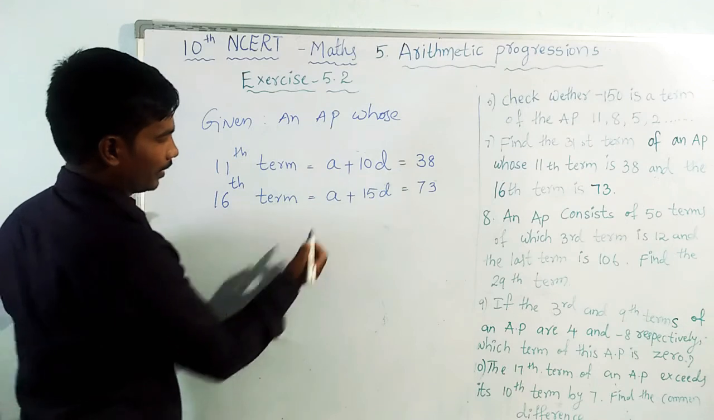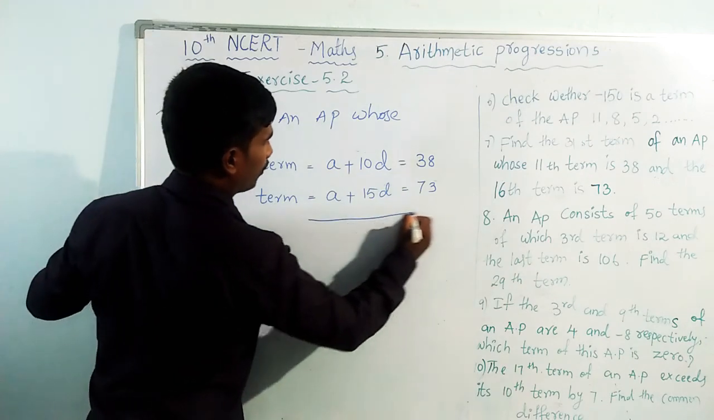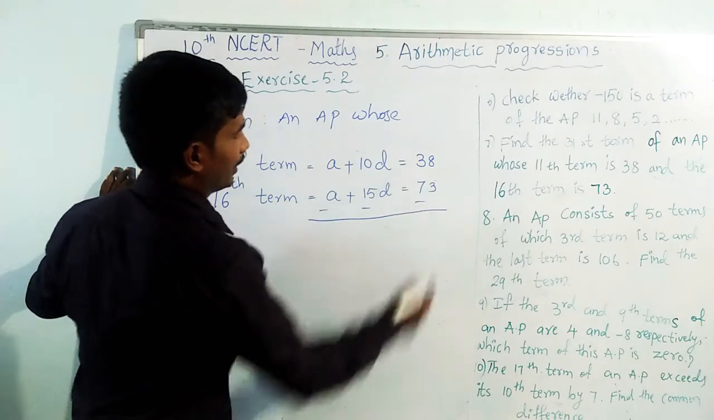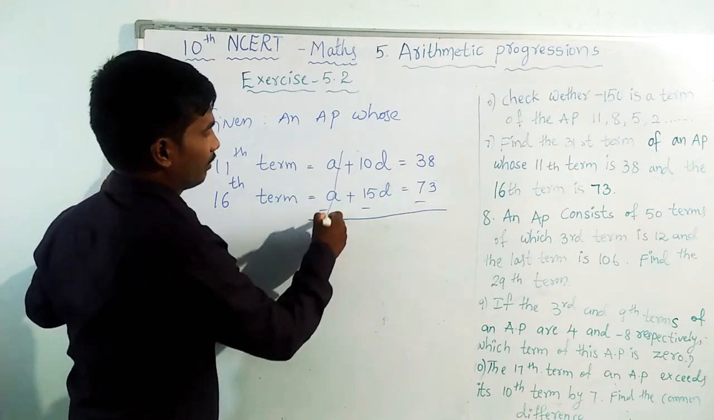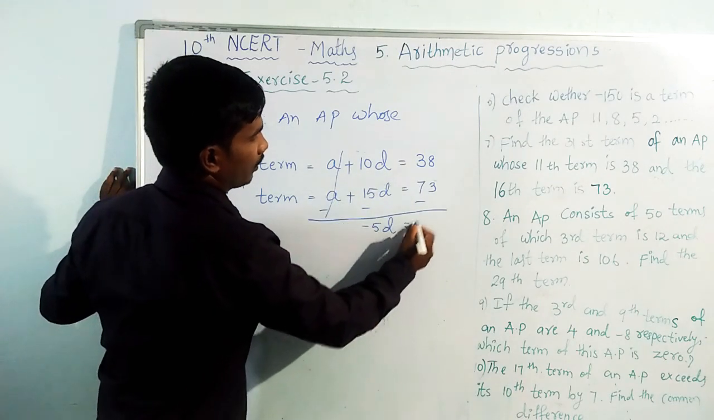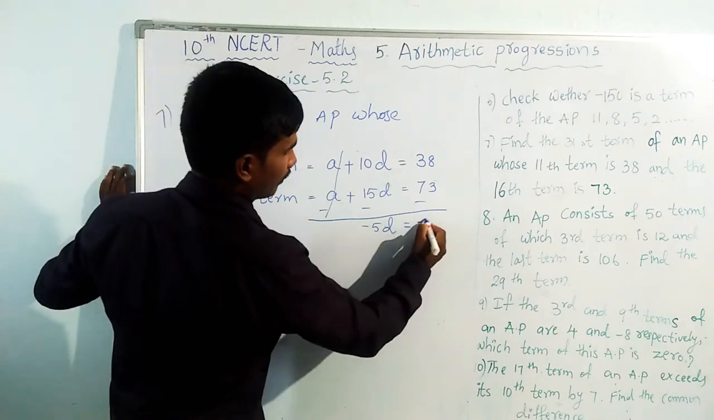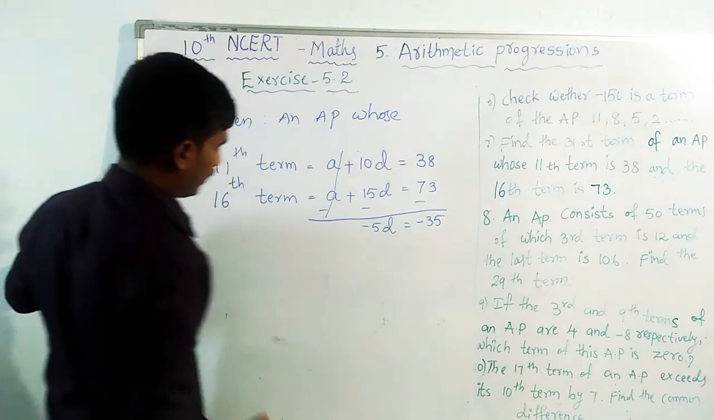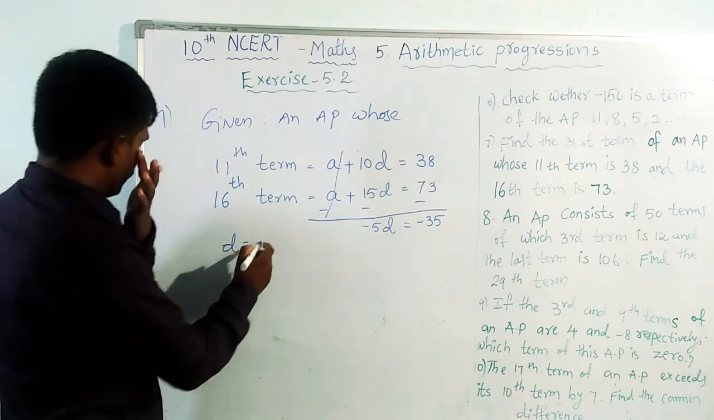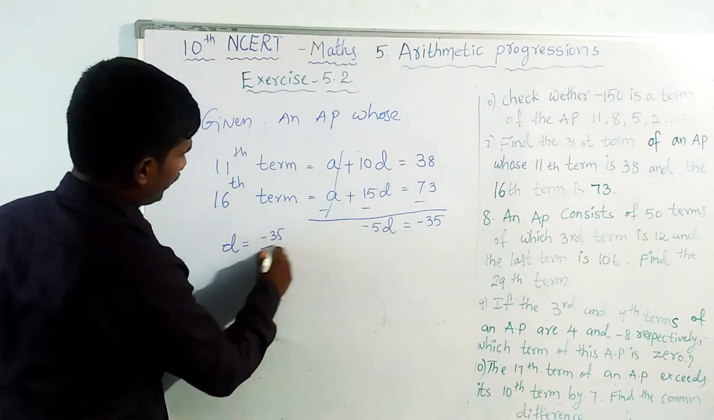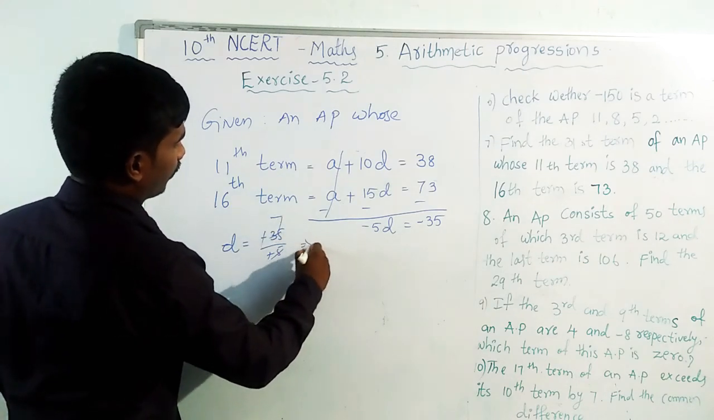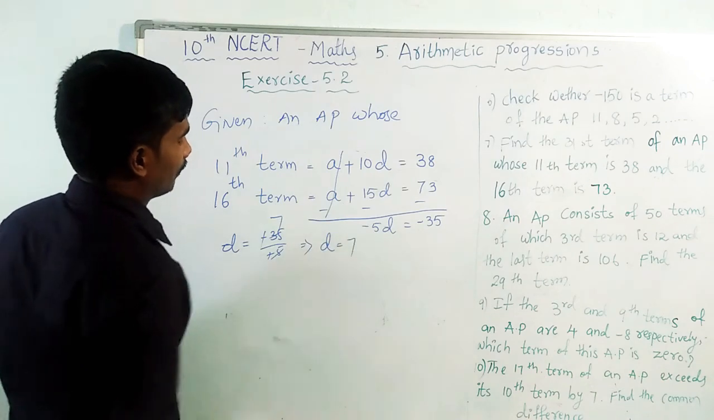So both are a pair of linear equations. Now I am subtracting the two linear equations. Plus a minus a will be cancelled. Plus 10d minus 15d is minus 5d, and 38 minus 73 is minus 35. Now d is equal to minus 35 by minus 5. The minus signs cancel, so 35 by 5 is 7. From this, d is equal to 7.